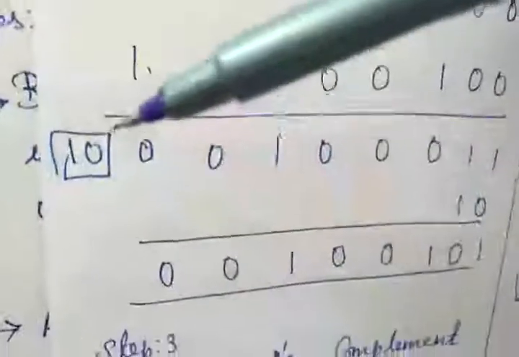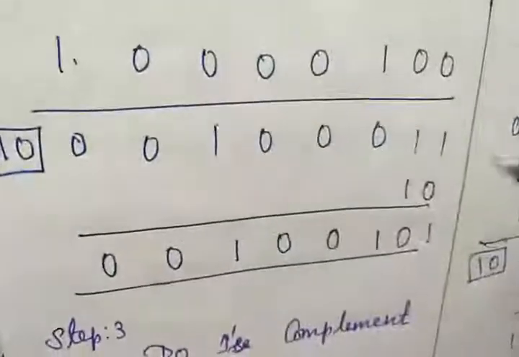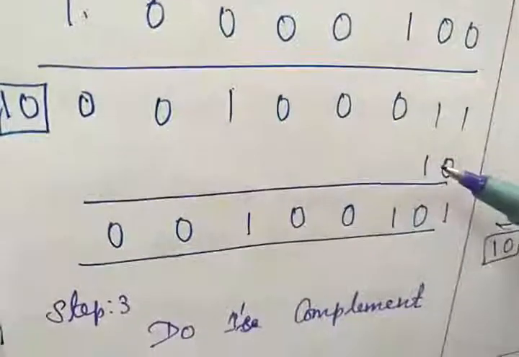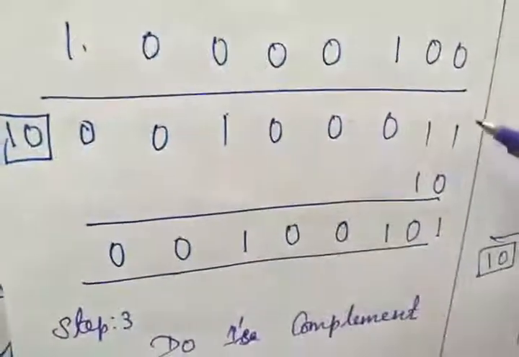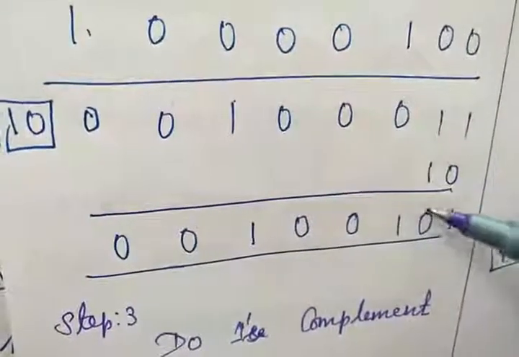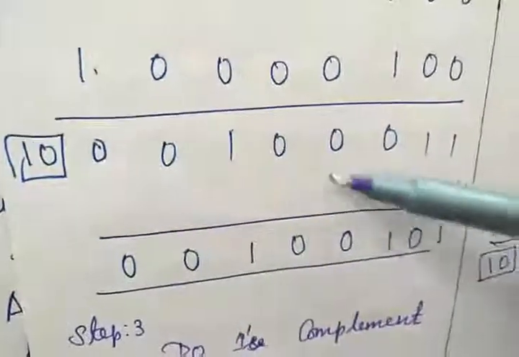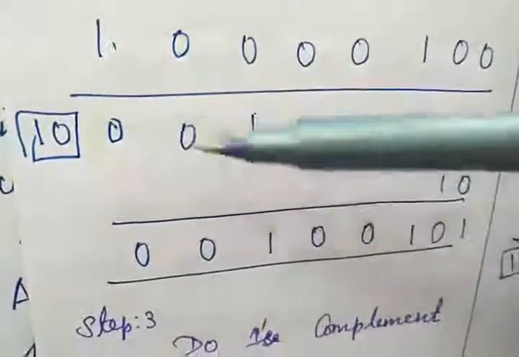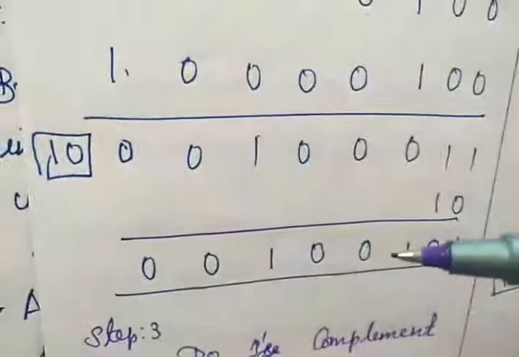Here we got a carry, so we should add that carry to the result. On the right side you just place the carry value 10. Now add it as usual. 1 plus 0 is 1, 1 plus 1 is 10, so 0 and the carry is 1, so 1 plus 0 is 1. The remaining values are unchanged. This is the result.